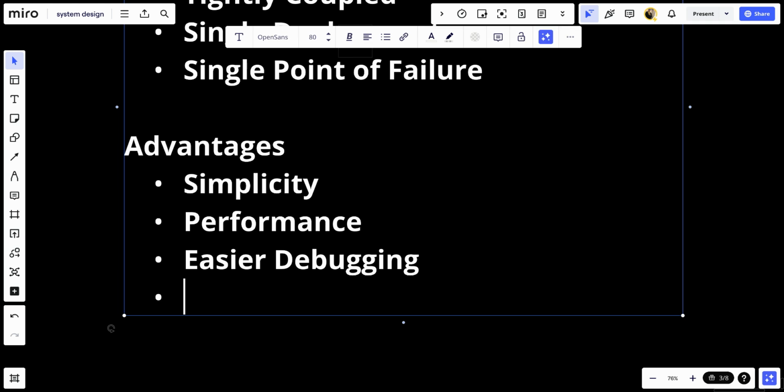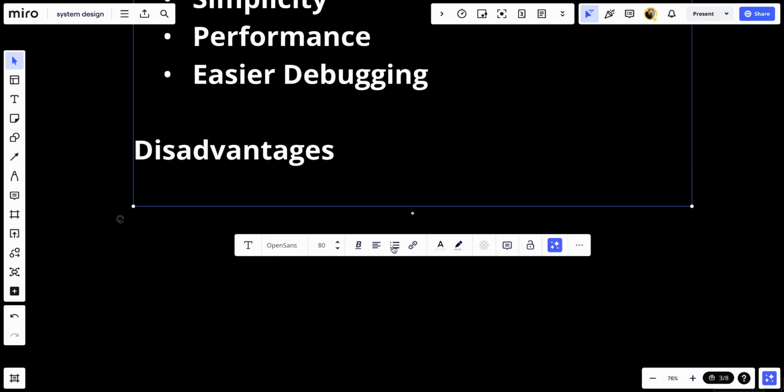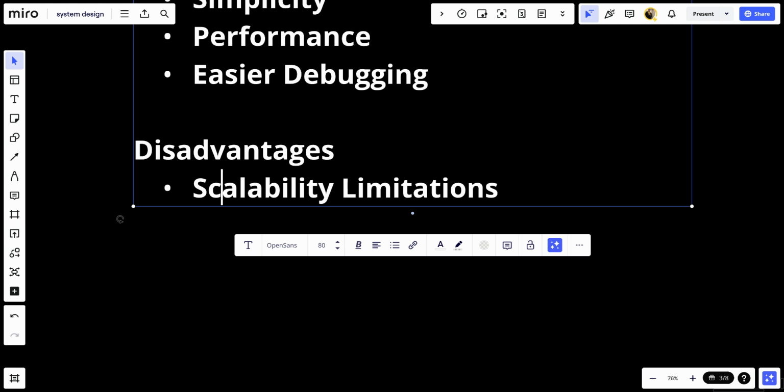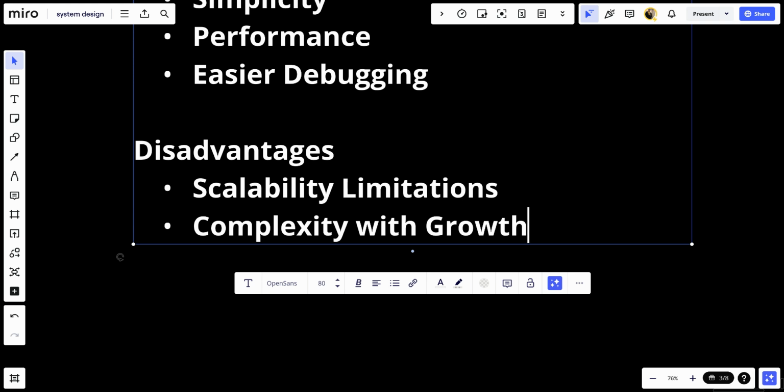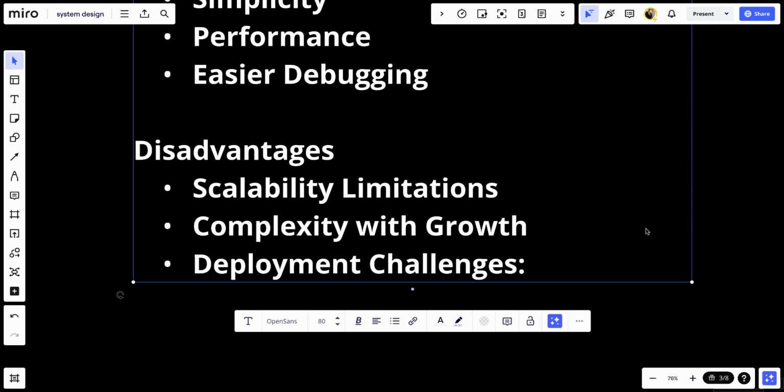Let's talk about the disadvantages. The first thing, we have scalability limitations. It's difficult to scale specific parts of the application independently. Number two, we have complexity with growth. As the application grows, it becomes harder to manage, understand, and maintain. Three, deployment challenges. Any small change requires redeploying the entire application.